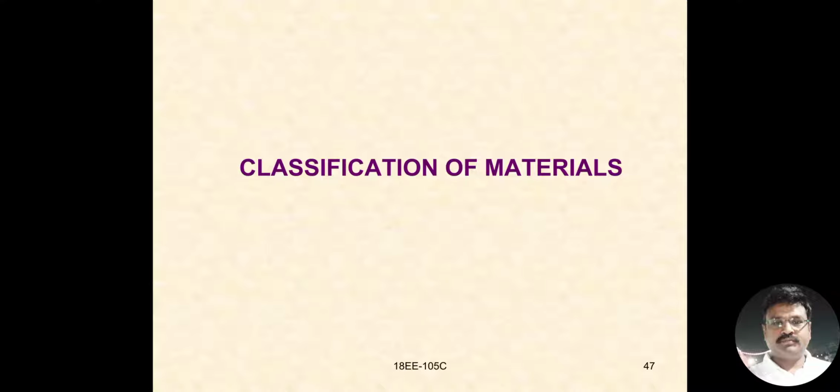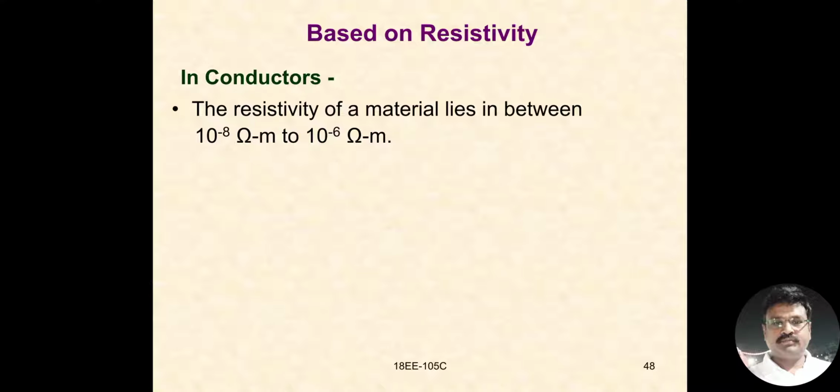The last classification of materials is based on resistivity. We have discussed the classification of materials based on valence electrons. Next, classification of materials based on energy band. Now the third one is classification of materials based on resistivity. In conductors, if the resistivity of a material lies between 10 to the power of minus 8 ohm meter to 10 to the power of minus 6 ohm meter, then that material is called conductor.